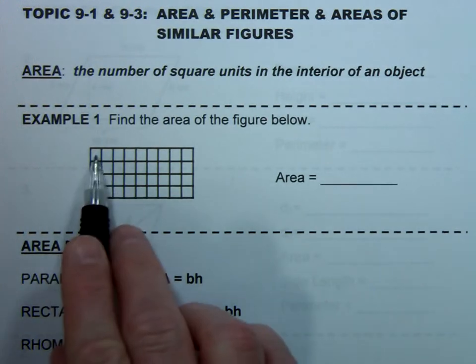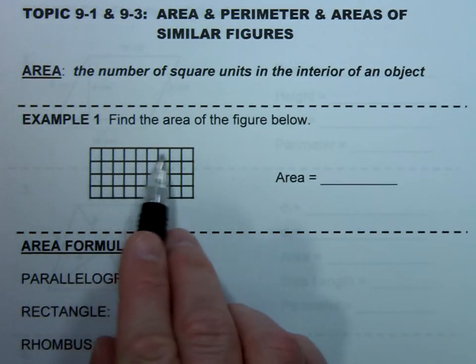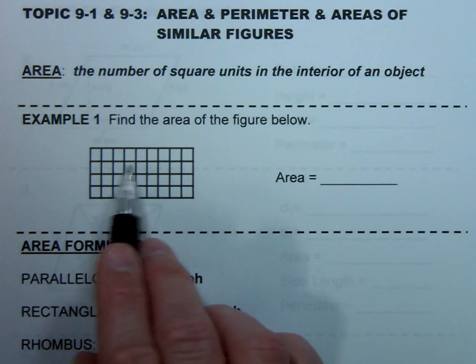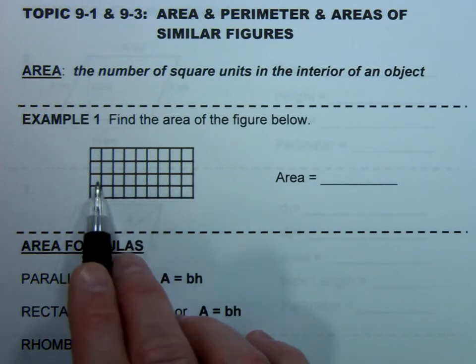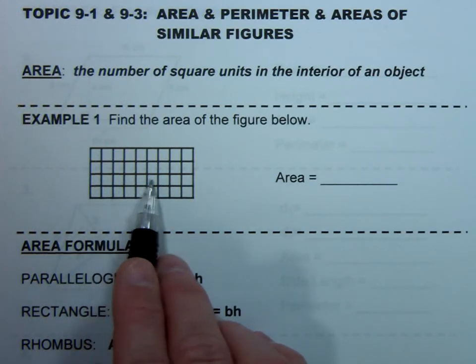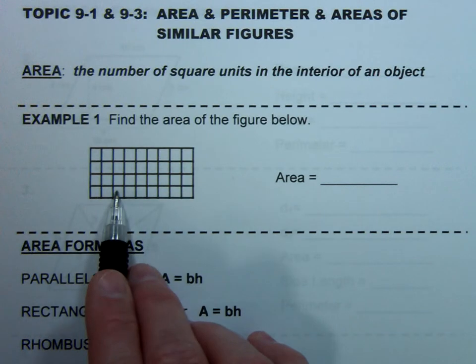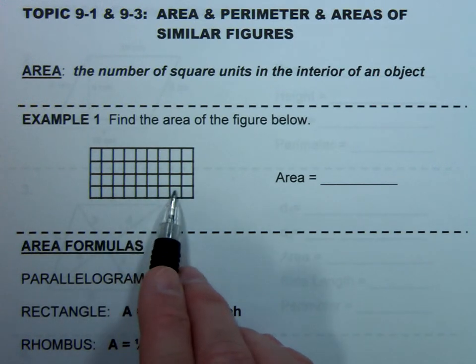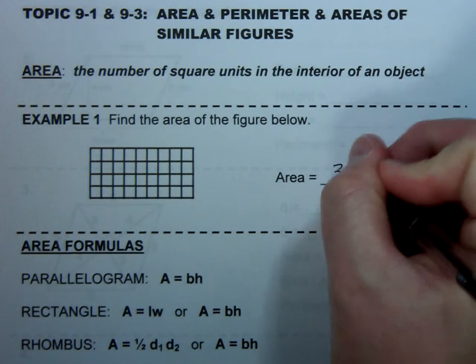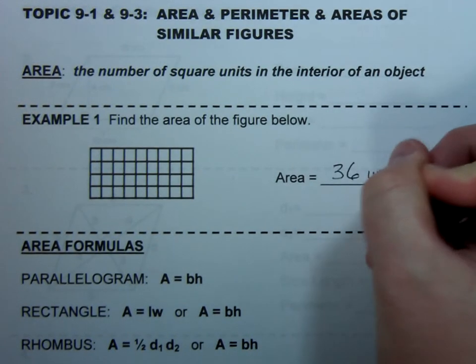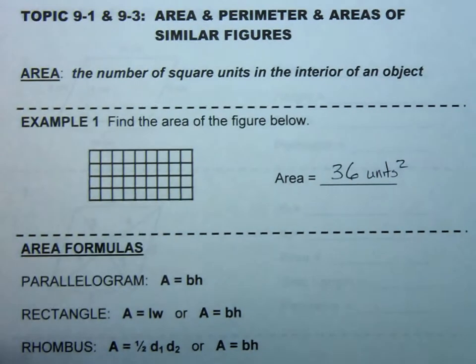this figure. 1, 2, 3, 4, 5, 6, 7, 8, 9, 10, 11, 12, 13, 14, 15, 16, 17, 18, 19, 20, 21, 22, 23, 24, 25, 26, 27, 28, 29, 30, 31, 32, 33, 34, 35, 36. So the area is 36 units squared.